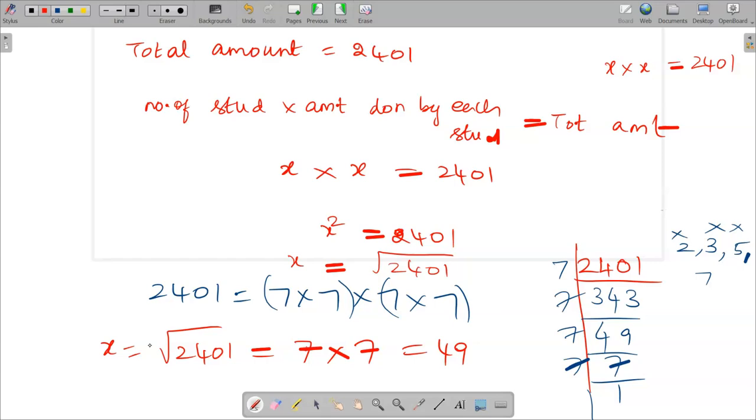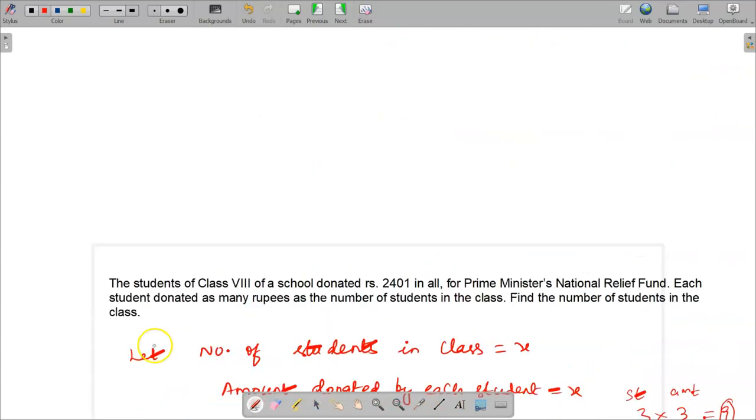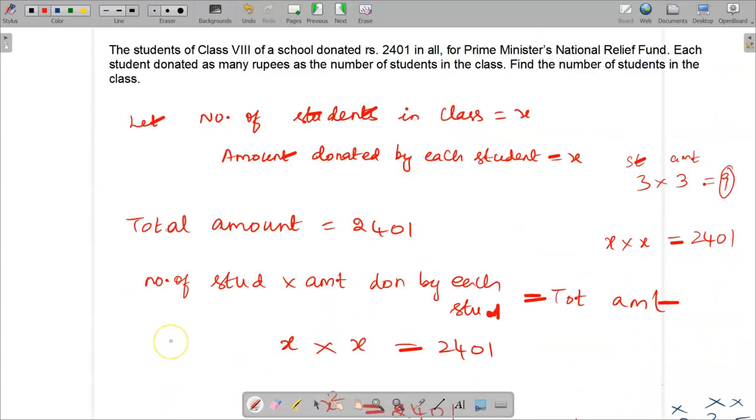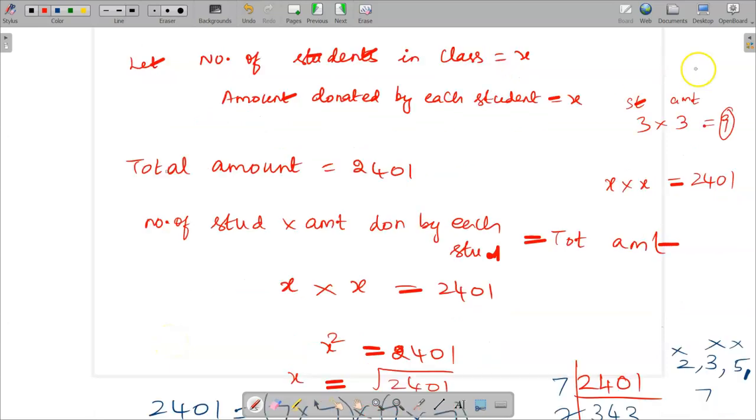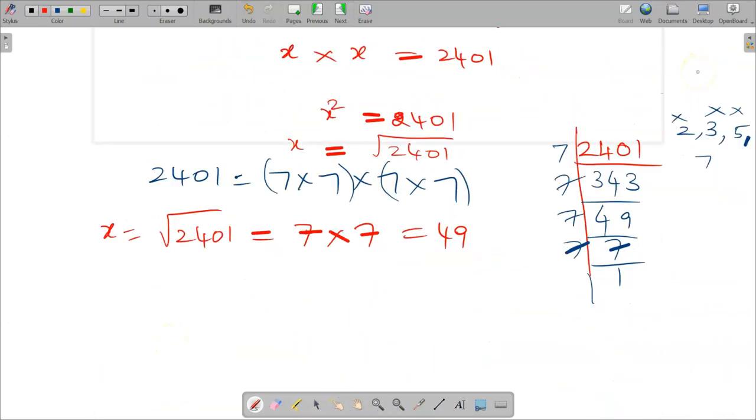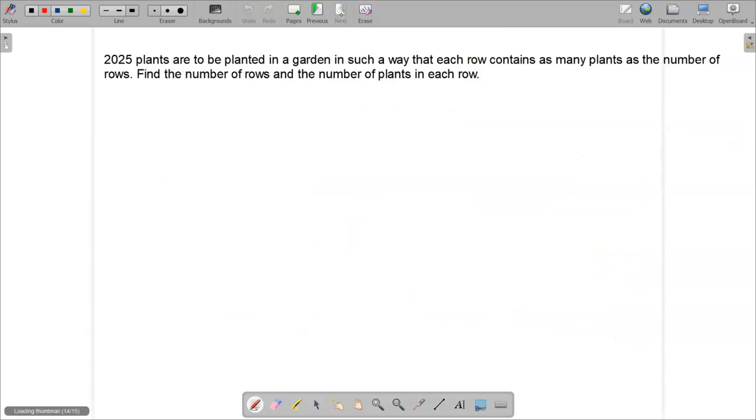Which is nothing but your X. In the question they asked to find the number of students in the class. So the number of students in the class is equal to 49. Okay, let me proceed with the 8th problem, which is similar to the 7th problem.